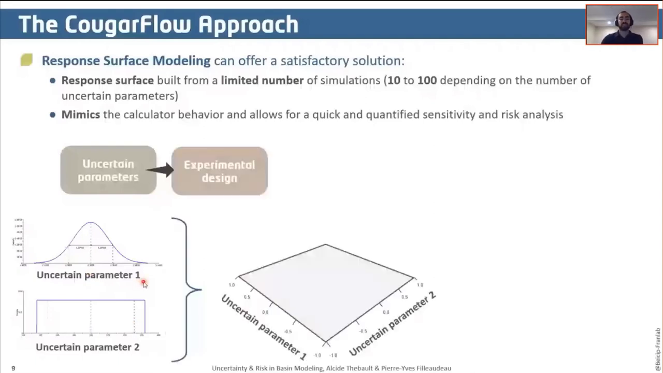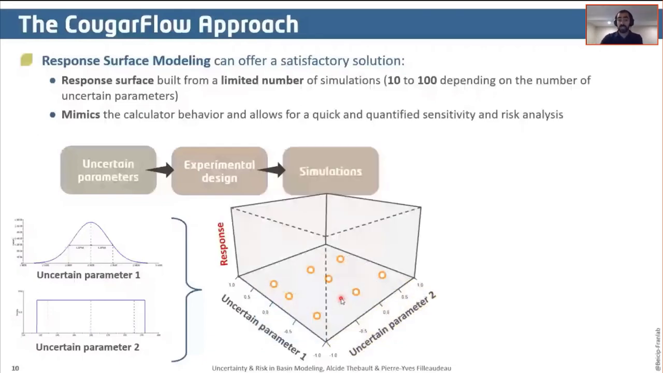Then from these distributions and these uncertain parameters, CougarFlow will define what we call an experimental design, which are the simulations that are used in order to properly describe the uncertainty space. So how does that work? Here we have the variation of the first parameter, the second one. From that distribution, we sample the space and we select, for example, three values that are closer to the center here because it's a Gaussian trend. For the second parameter, we define three of them as well. And by combining them together, that gives us, in this example, 9 simulations that need to be launched in order to properly understand the variability of the model.